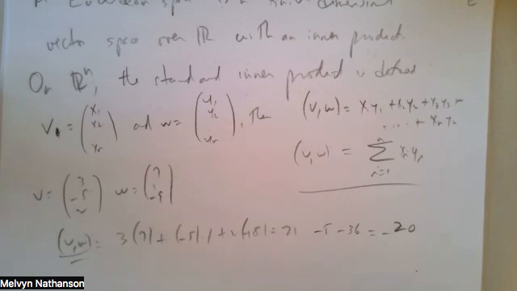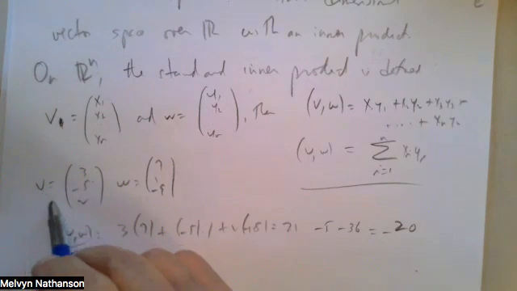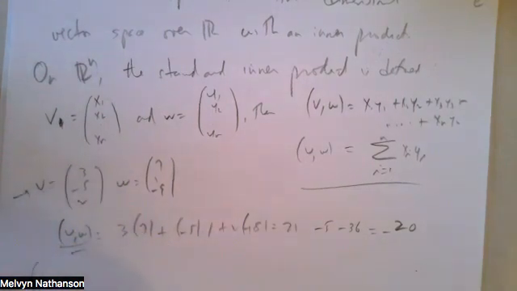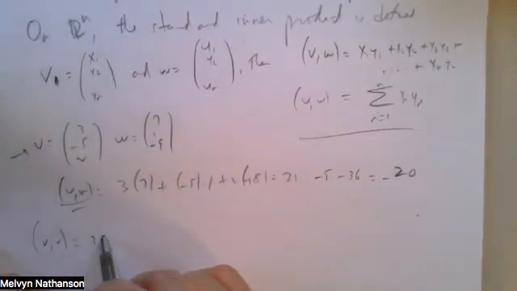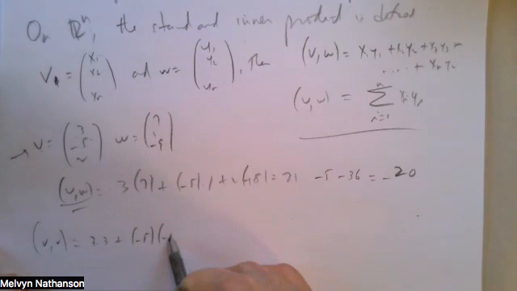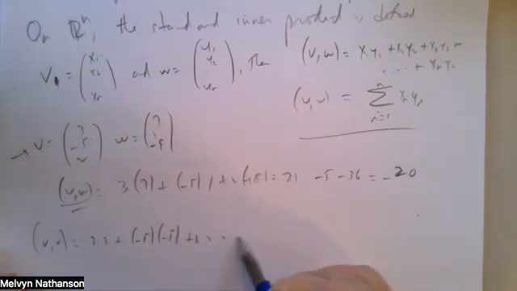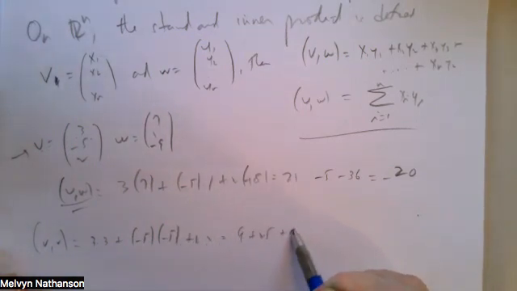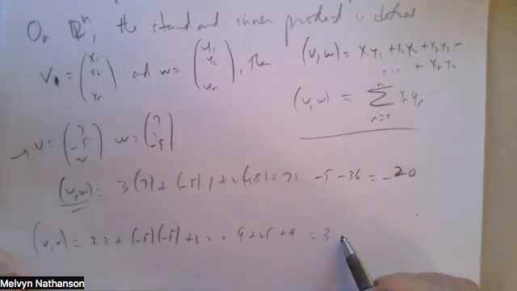And it's easy to check that this inner product has all of the properties of an inner product. It's bilinear, it's symmetric, and it's positive definite. For example, if this is the vector V, what's the inner product of V with itself? It's 3 times 3 plus minus 5 times minus 5 plus 2 times 2: 9 plus 25 plus 4. It's 38. Positive number.